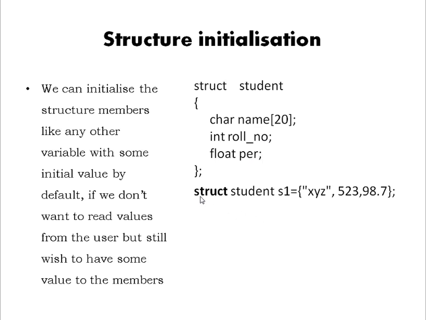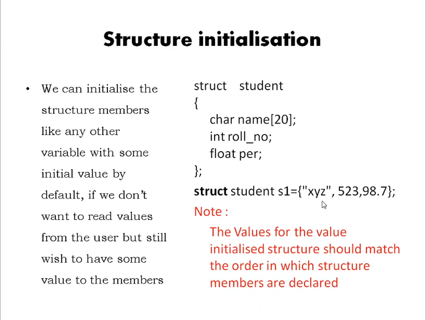In that case, as usual, write the struct keyword, student s1, equal to, then put a pair of curly brackets and write the members of this structure. So the members will be XYZ, 523 and 98.7. Since XYZ is a string, it should always be in double quotes. Integer and float values are not required to be in double quotes.